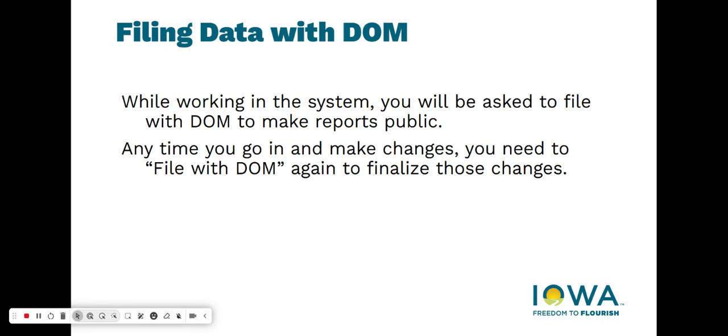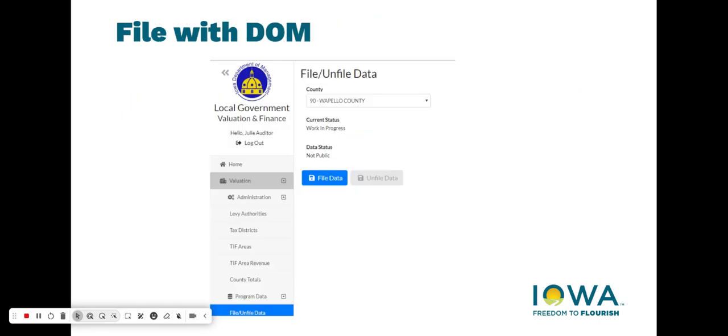While you're working in the system, when you feel that you're done, you're going to be asked to file with DOM in order for your reports to be made public and for data to pull into the Department of Management's online budget system, into those budgets. So when your cities, schools, et cetera go in to work on their budgets, the valuation is populated there for calculation of taxes. And anytime you go in and make changes, you do need to file with DOM again to finalize those changes.